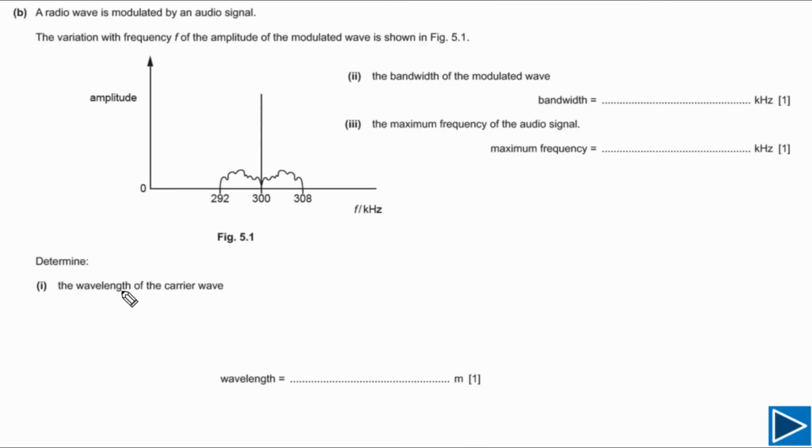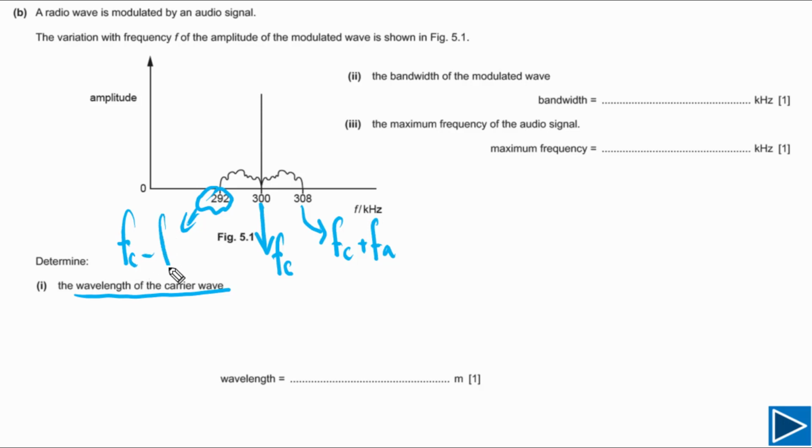For part B1, we need to calculate the wavelength of the carrier wave. First of all, we need to understand what this frequency is. This is the frequency of the carrier wave, often written as fC. And this upper sideband is the frequency of the carrier wave plus the frequency of the signal. And this frequency is equal to the frequency of the carrier wave minus the frequency of the information signal.